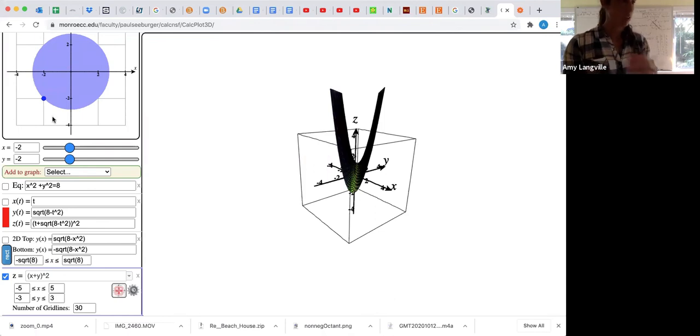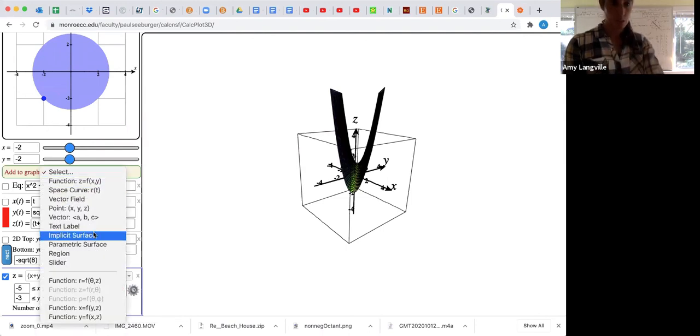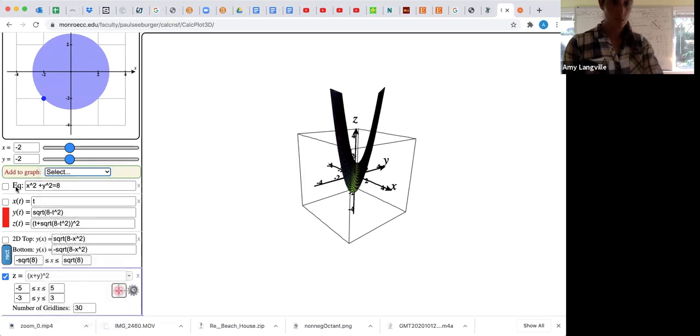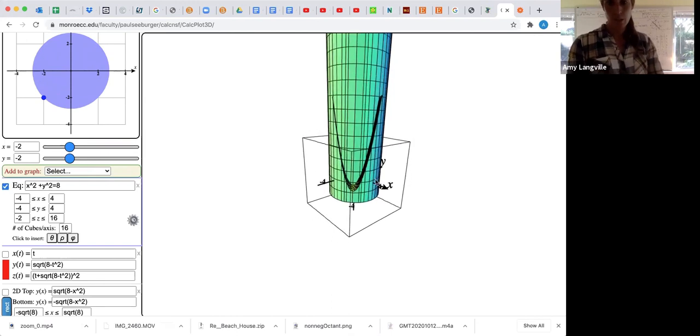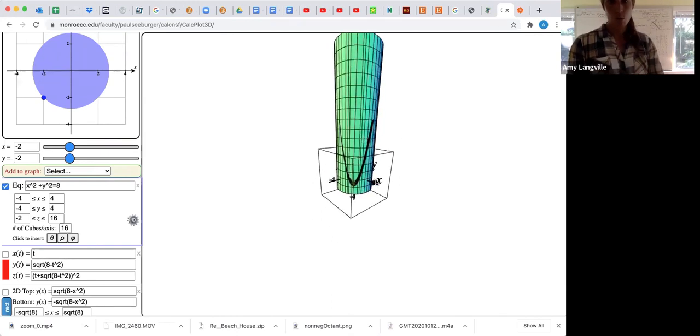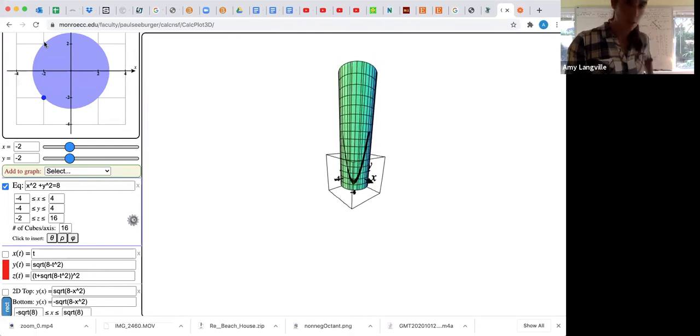That actually, though, x squared plus y squared equals 8, you can think about that in R3 as a surface. So I selected implicit surface and entered this equation here, which gives us z is free. So it clearly takes that circle and extends it up and makes a cylinder. And that's the cylinder shown here, on x squared plus y squared equals 8.